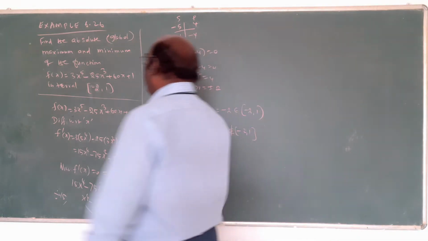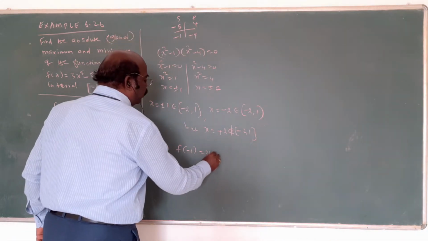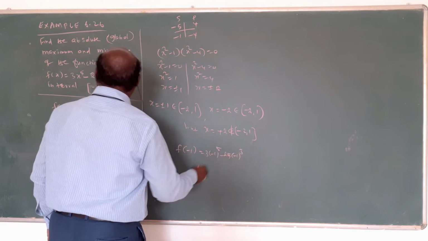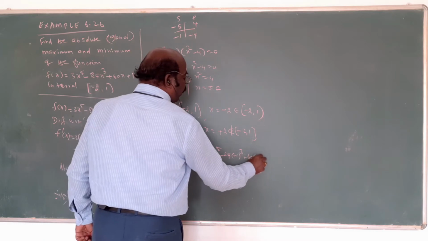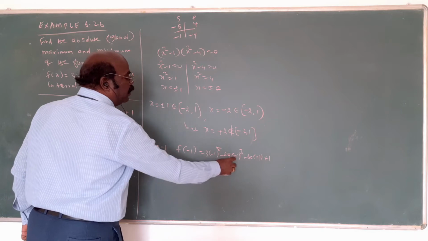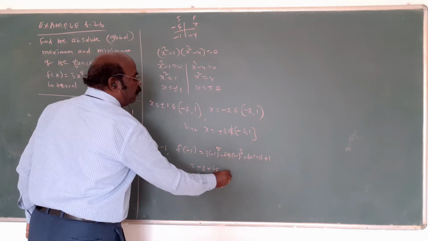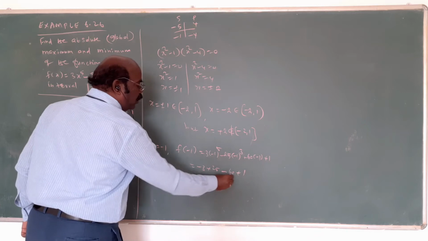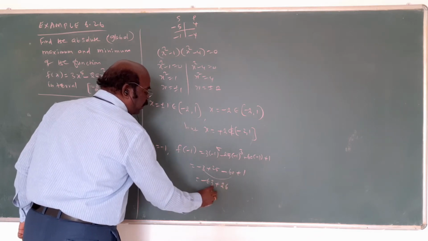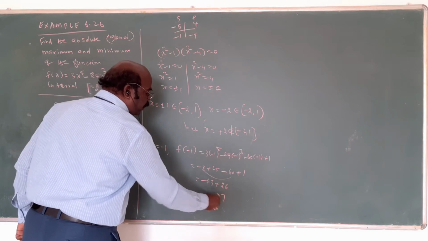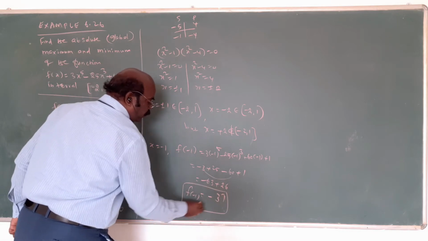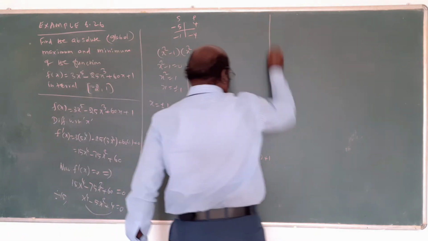That's all. Substitute here: 3 into minus 1 whole power 5, minus 25 into minus 1 whole power 3, plus 60 into minus 1 plus 1. Okay? Now simplify: minus 3 plus 25, minus 60 plus 1. That gives minus 37. This is the first answer. Put the box. Then x equal to 1.